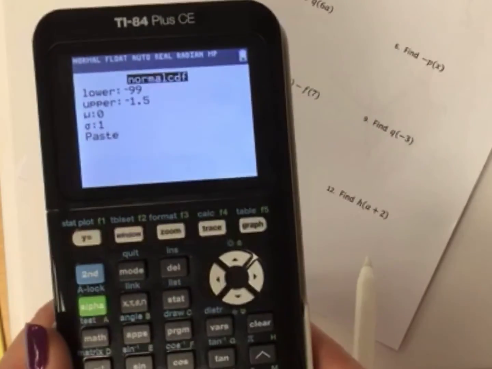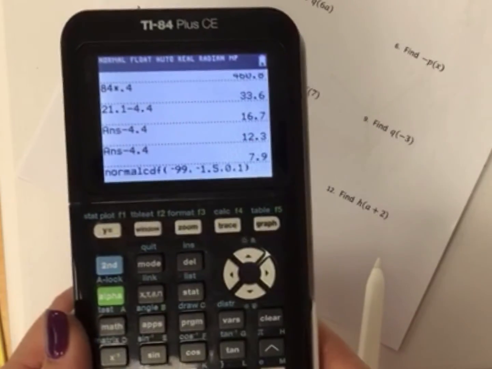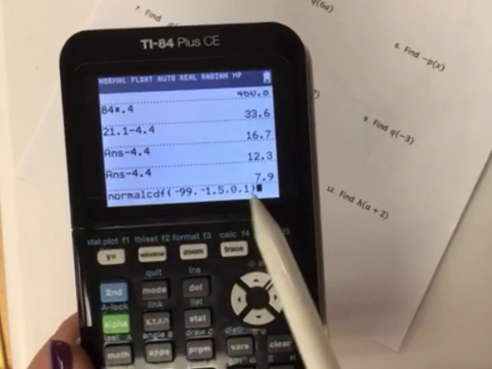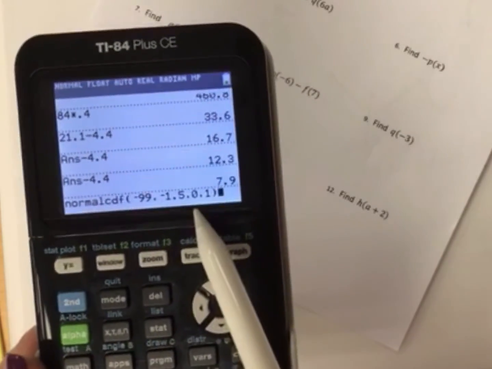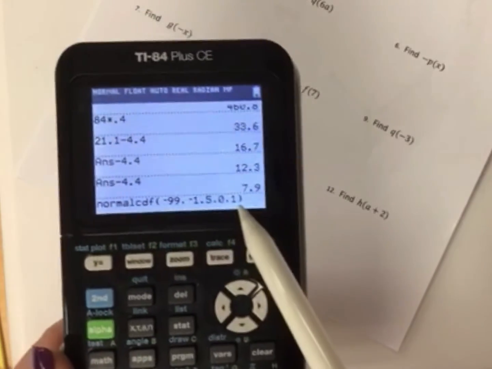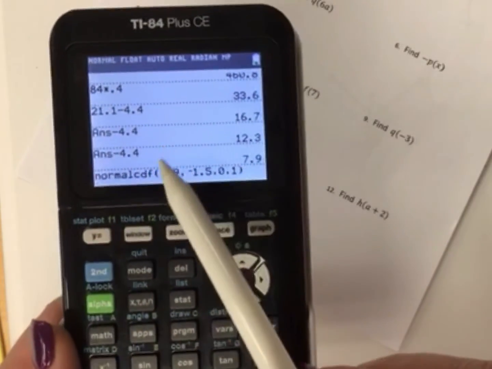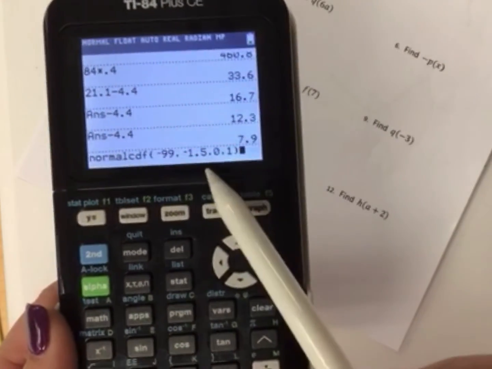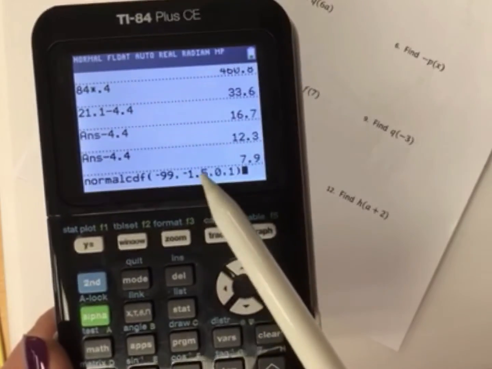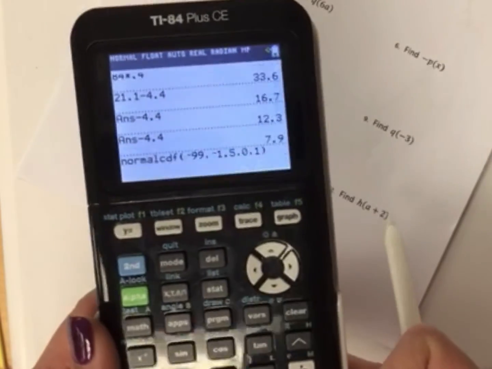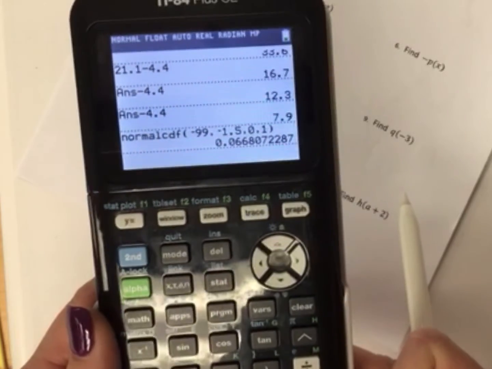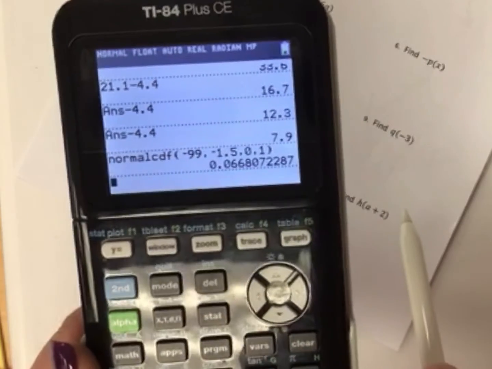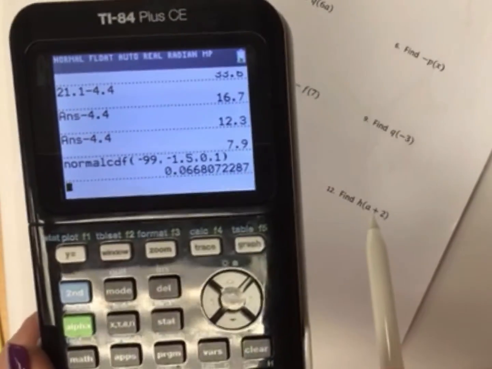So now we're going to go to paste. You're going to see me write it on our paper this way without the 0 and the 1. Okay? So when I write on our paper, normal CDF, parentheses, negative 99, comma, negative 1.5, close parentheses, those are your upper boundary and your lower boundary in your calculator, and you can hit enter. And that is the area under the curve less than 15 miles per gallon.